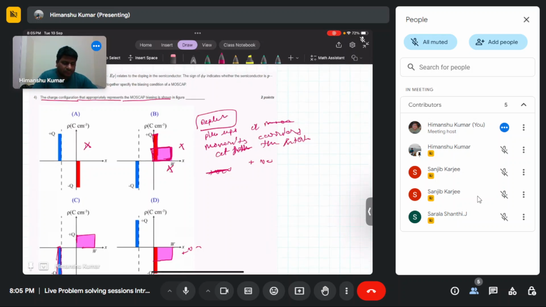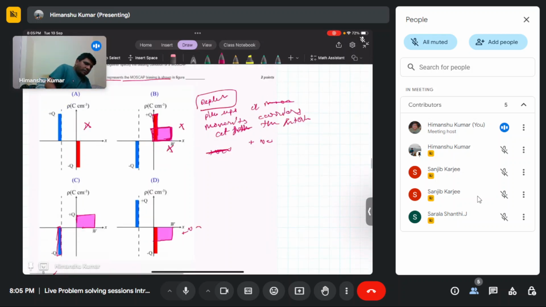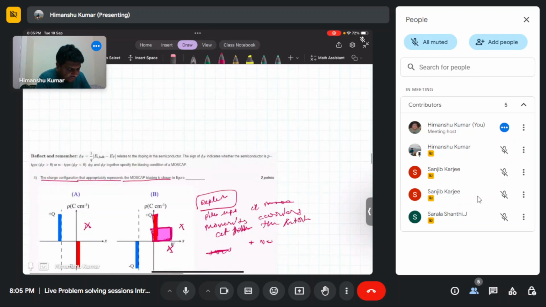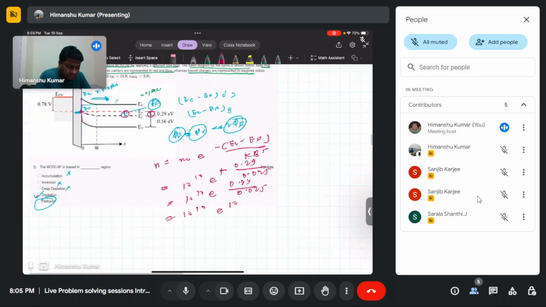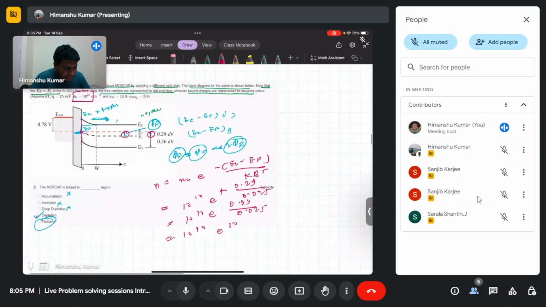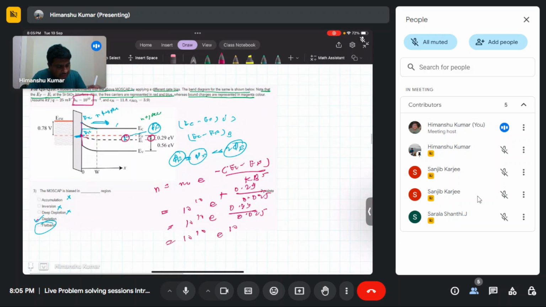Fourth one, right? Okay, so what will happen is the charge configuration that accurately represents this. So this was the band diagram. Let me just rub this band diagram here and explain. Let me just discuss the third problem, because this fourth and fifth are extensions of the third problem.